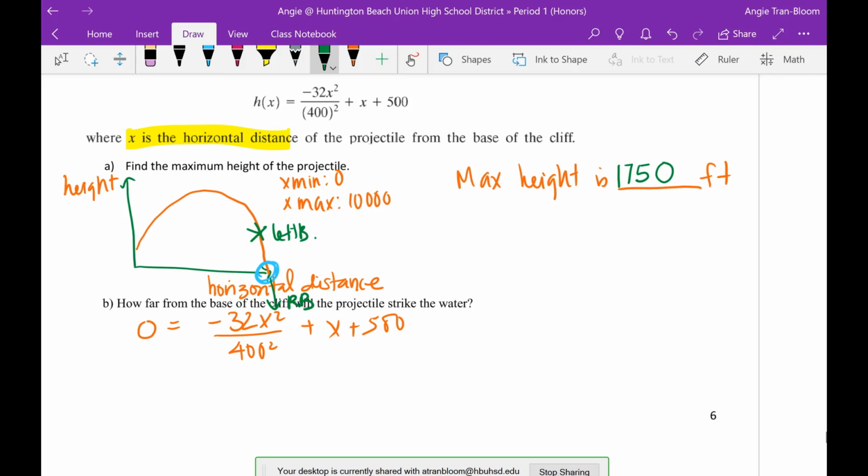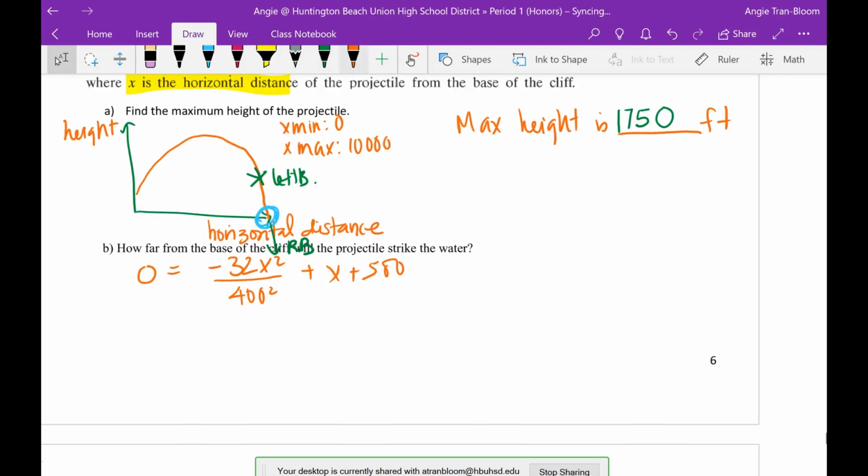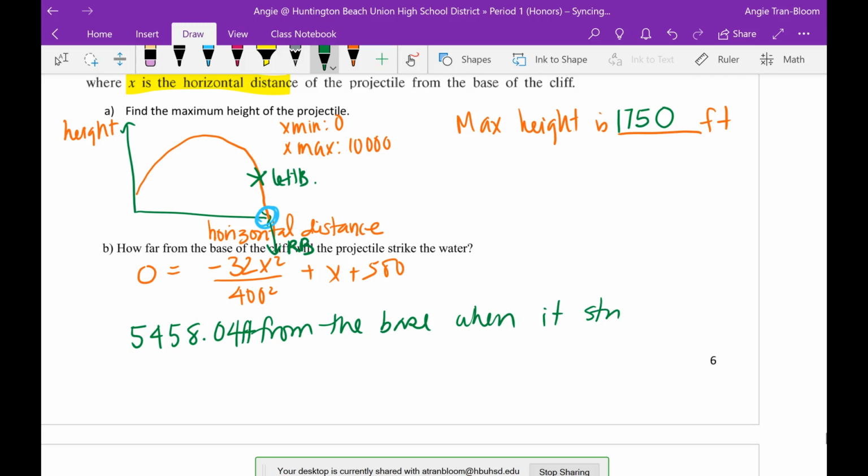Okay. How far when it strikes water? 5,458.04 feet from the base when it strikes water. As you can see, they're all calculator.